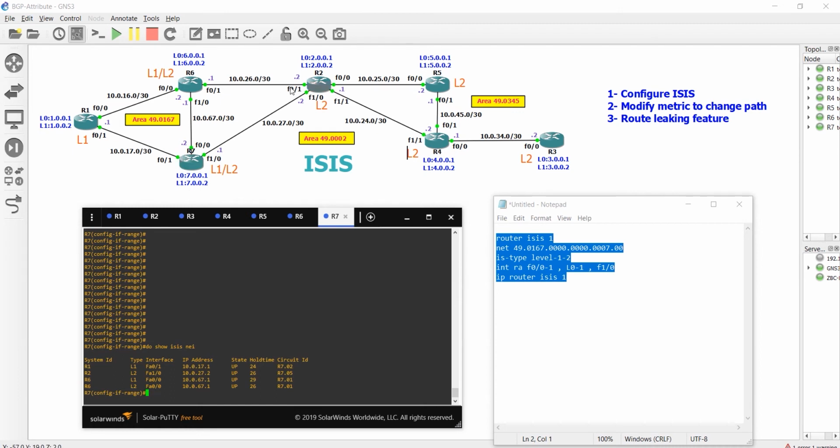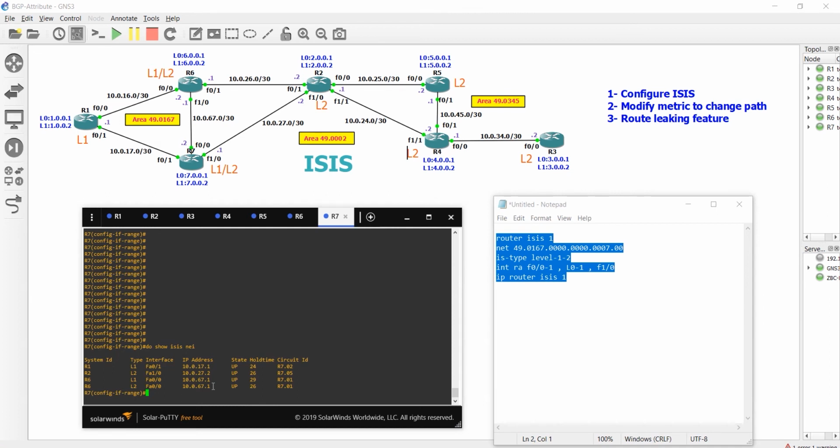For R7, we have 3 routers, some neighbors. Okay, you can see. But why there are 4 entries here? Okay, we should check why. One of them is R1, and type level is L1. One of them is R2, and type level is L2. One of them is R6, and type level is L1. And the last is L2 R6 because R6 has 2 level types, level 1 and level 2.